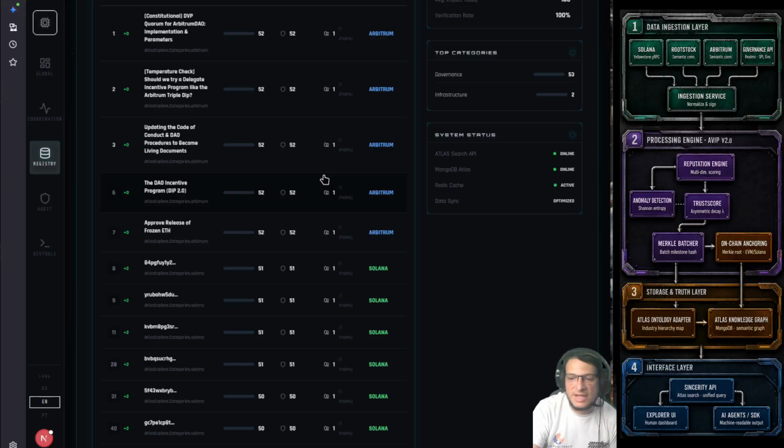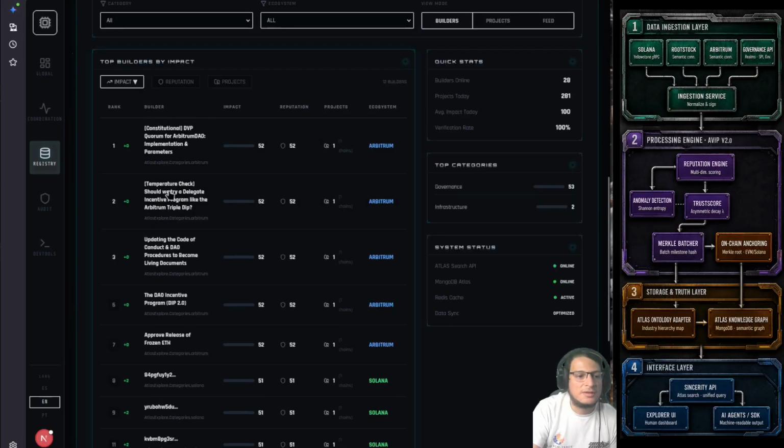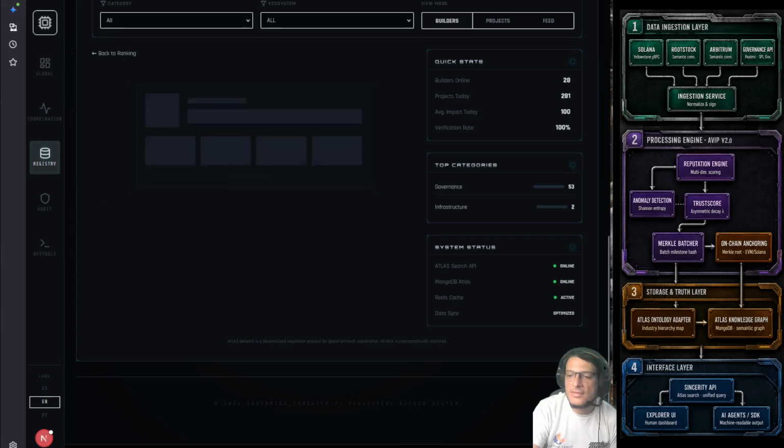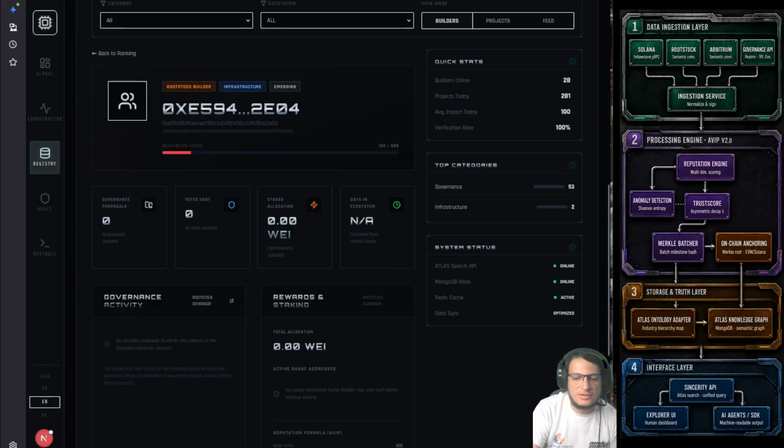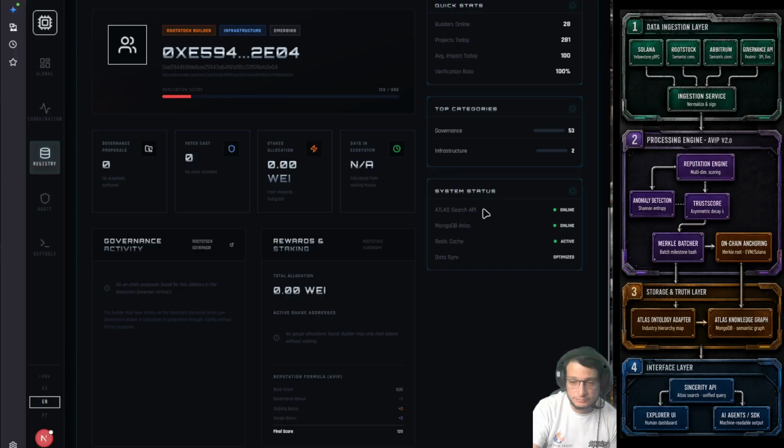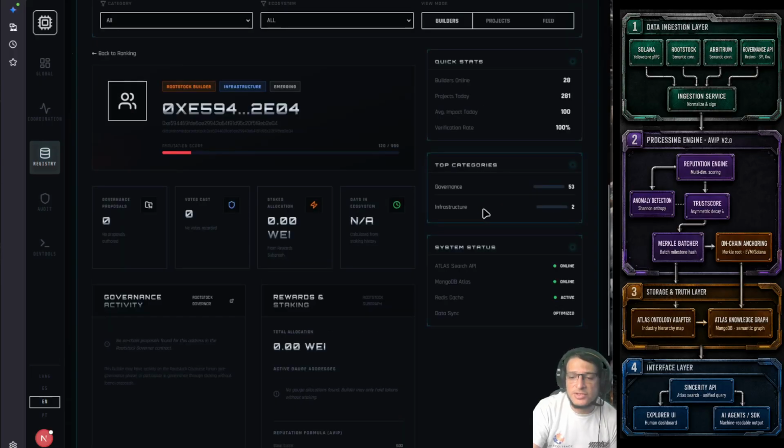Here the AVIC mathematical model is applied, taking into account the builder's contribution and behaviors within Arbitrum or across the broader Web3 ecosystem. The system is currently processing this information, which can be accessed via APIs for use at your discretion.